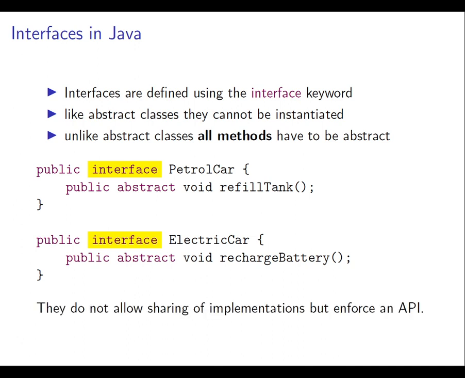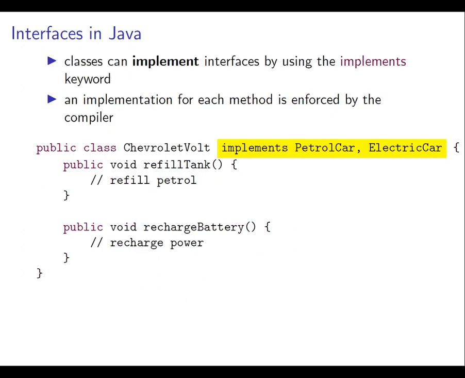Now it turns out that because these interfaces do not allow any sharing of implementations, they allow us to inherit from multiple ones of them without getting us into the problems which, recall, related to sharing implementations via more than one route that were the problem with multiple inheritance. And this is how they solve the problem. They enforce an API. So we can do it like this. We can have a class which implements interfaces. It can implement one interface, it can implement multiple interfaces.